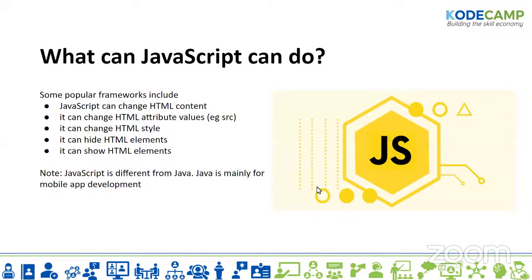All right. So what can JavaScript do? Sorry about this. JavaScript can change HTML content. It can change HTML attributes. It can change HTML style. It can hide HTML elements. It can show HTML elements. So we're actually going to see how these things work so that we understand what is going on.